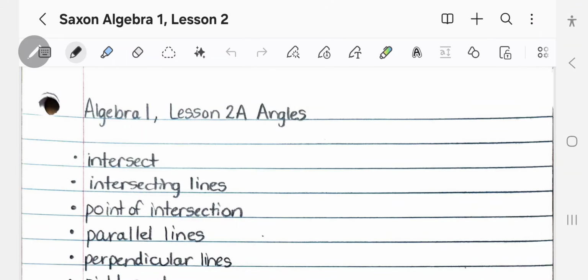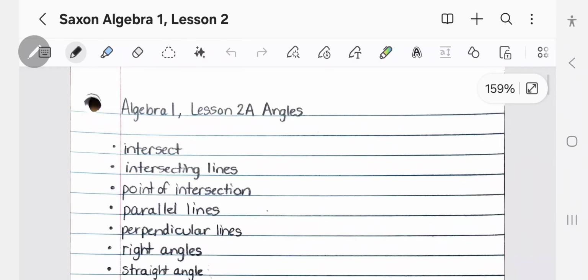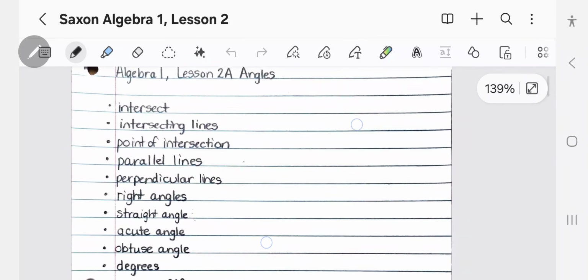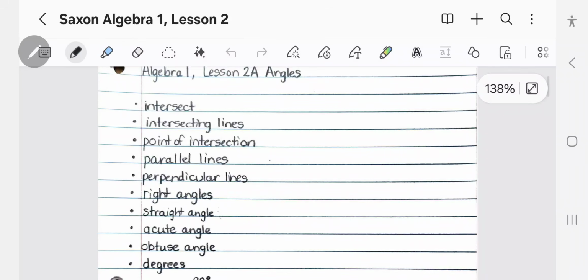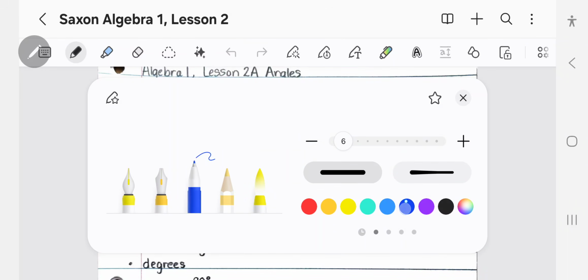This is Algebra 1, Lesson 2A about angles. And in order to talk about angles, we're going to need to talk about lines first. So we have some vocabulary words for this lesson, and I've listed those out here. And we'll just start doing some drawings and talk about these terms.